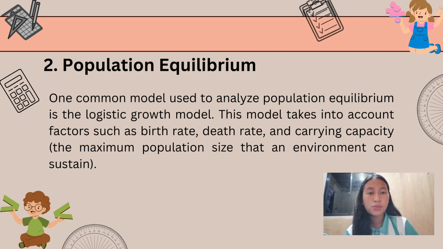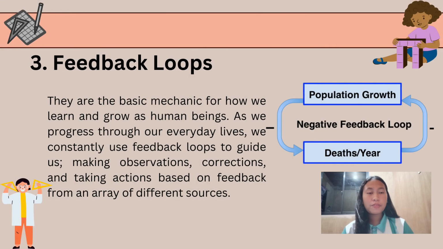One common model used to analyze population equilibrium is the logistic growth model. This model takes into account factors such as birth rate, death rate, and carrying capacity, the maximum population size that an environment can sustain. Number 3, feedback loops. They are the basic mechanic for how we learn and how we grow as human beings. As we progress through our everyday lives, we constantly use feedback loops to guide us, making observations, corrections, and taking action based on feedback from an array of different sources.